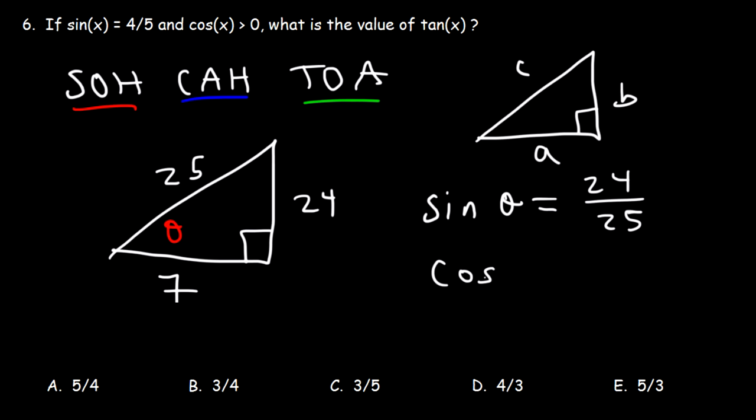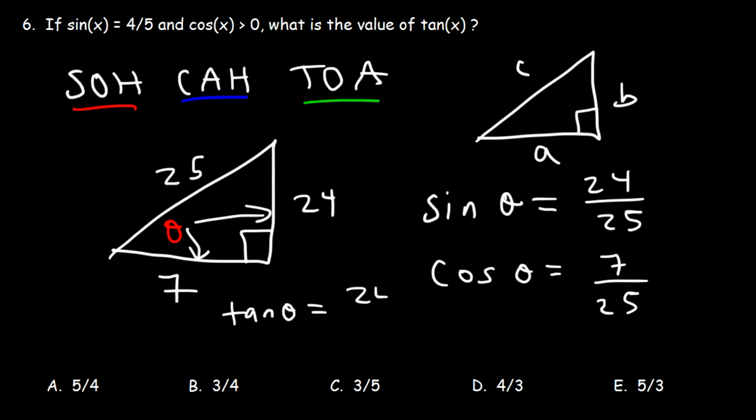Now what about cosine theta? Cosine theta is equal to the adjacent side, which is the side that's next to the angle, which is not the hypotenuse. That's 7, divided by the hypotenuse of 25. So that's the value of cosine theta. Tangent theta is equal to the opposite side, which is 24, divided by the adjacent side. So it's 24 over 7.